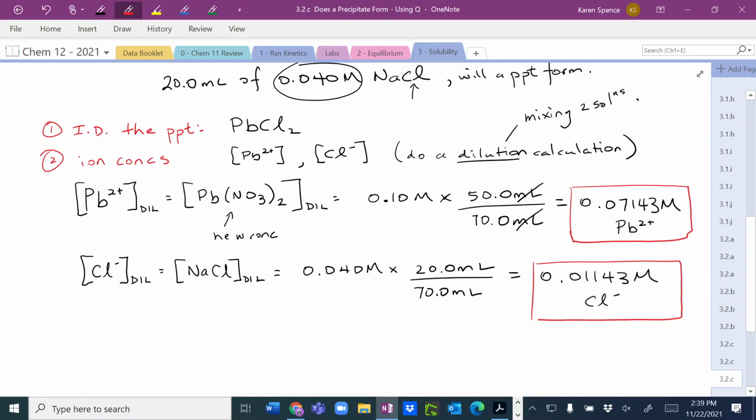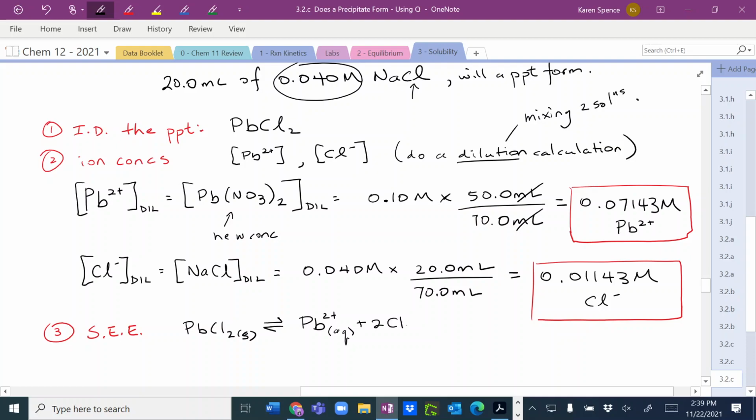So number 1, identify the precipitate. Number 2, find the ion concentrations. Number 3, what do we do? Solubility equilibrium equation. Who are we writing it for? PbCl2. That's a solid in equilibrium with lead 2+ aqueous plus 2 Cl minus aqueous.